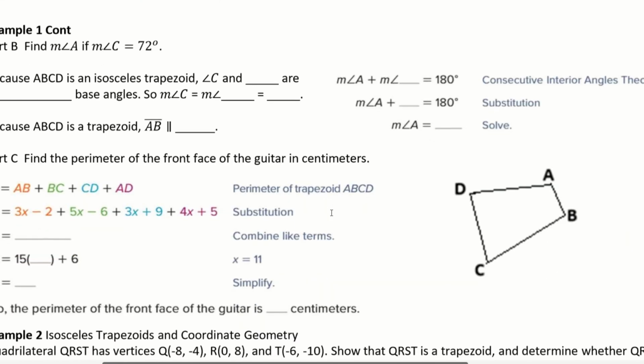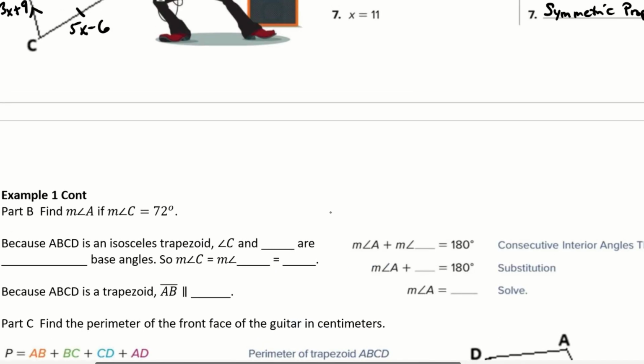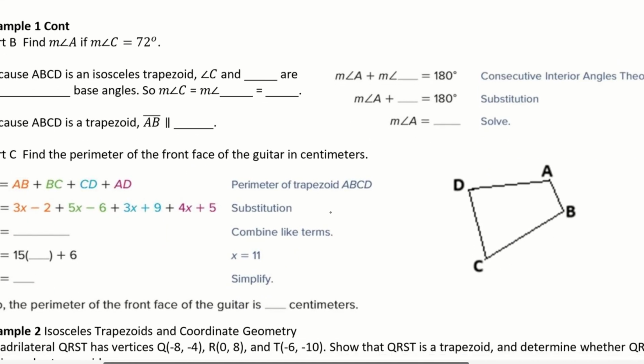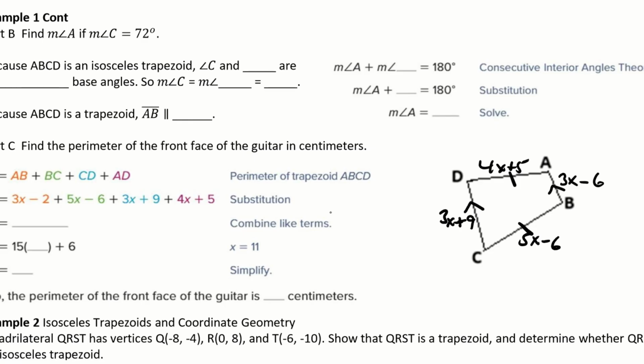All right, so now we're going to copy this part over, so that we can answer parts B and C. So we said that this is 3x minus 6, this is 5x minus 6, 4x plus 5, and 3x plus 9. Same picture as before. Now it's isosceles, so we said that these are congruent, and these are parallel because it's a trapezoid.